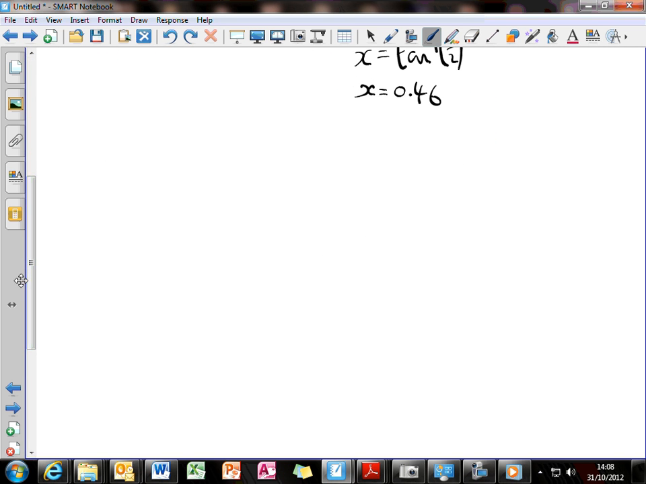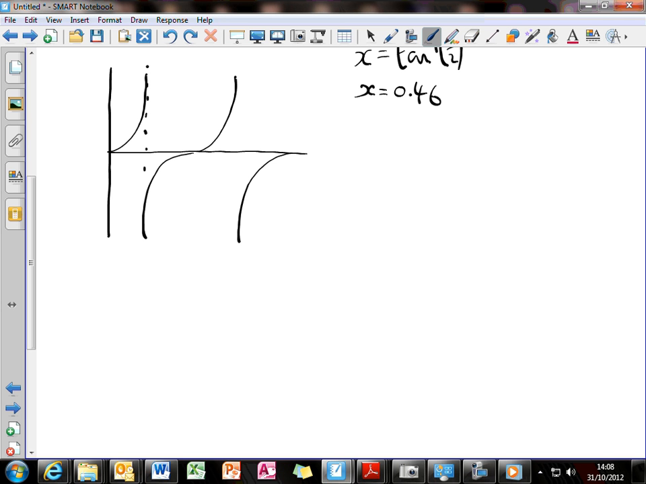So it's a good idea to just draw a sketch of the tan function between 0 and 2 pi. The tan function looks a little something like this, just sketched out. It's got these asymptotes here and here. And this value here is pi, and this would be 2 pi. So we're looking for all the solutions between 0 and 2 pi. Okay. So one of the solutions when the angle is a half is going to be 0.46.